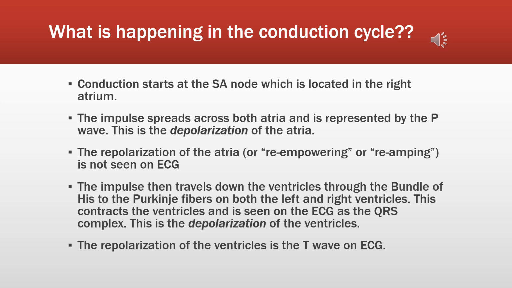Okay, so the conduction cycle starts in the SA node, where the impulse starts. It then spreads across the atria and causes the depolarization, or the contraction, of the atria at the same time. This is seen on the ECG as a P wave. So the P wave is always associated with the atria.